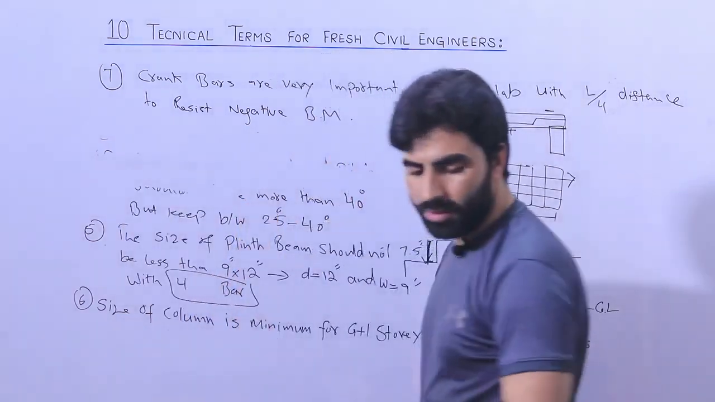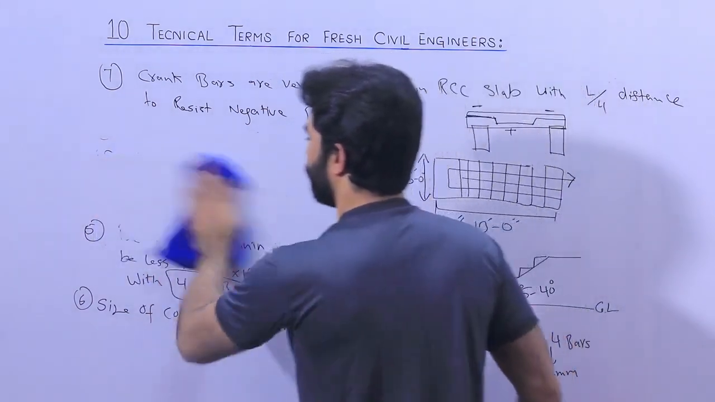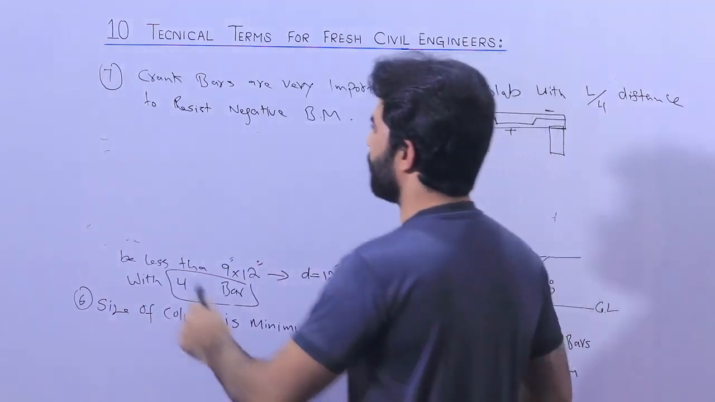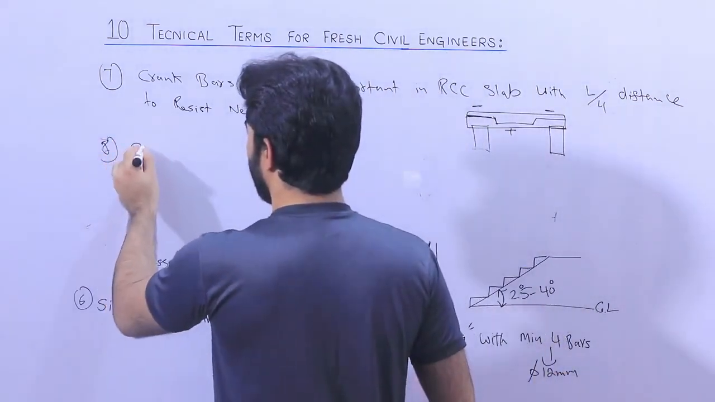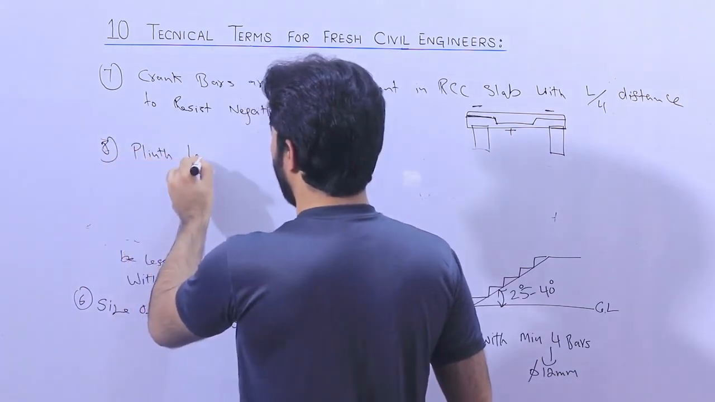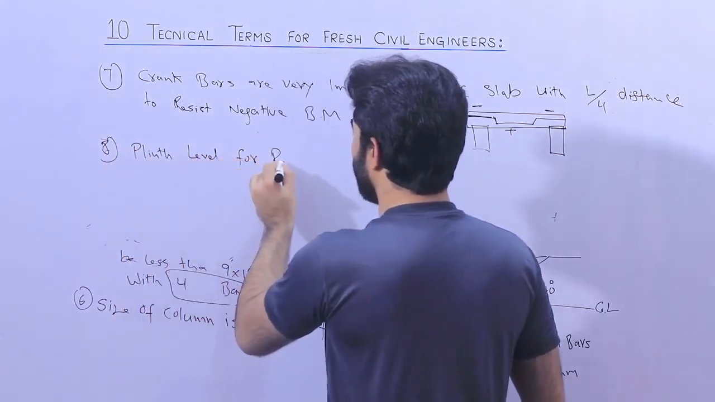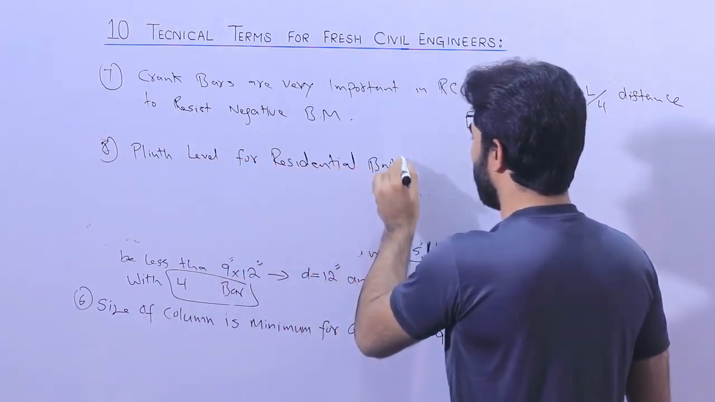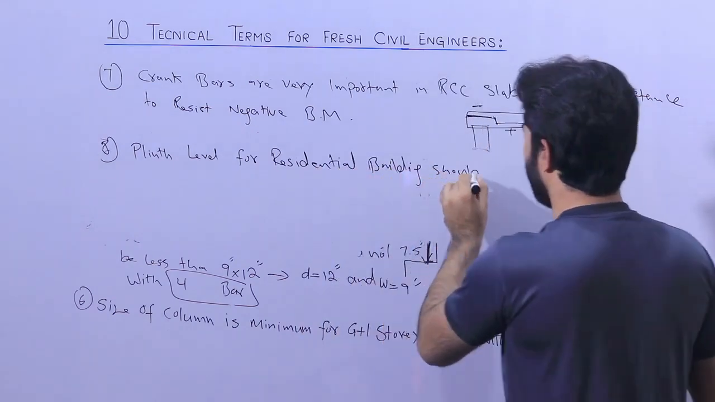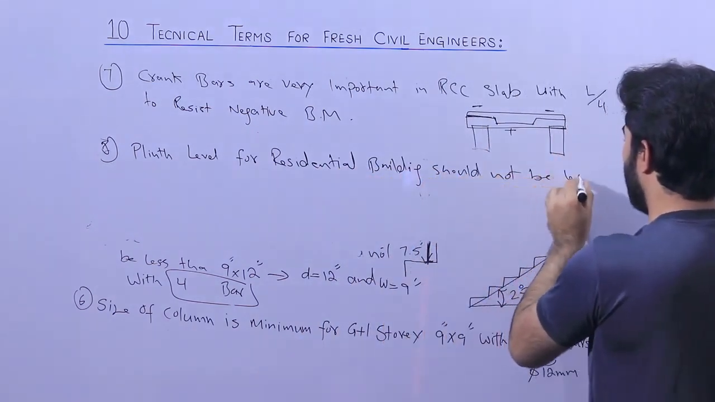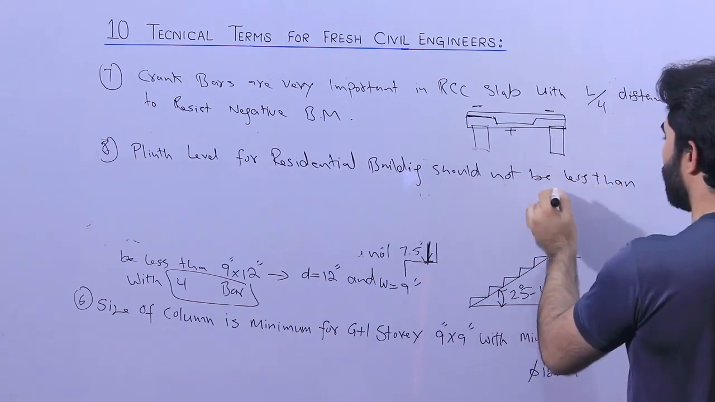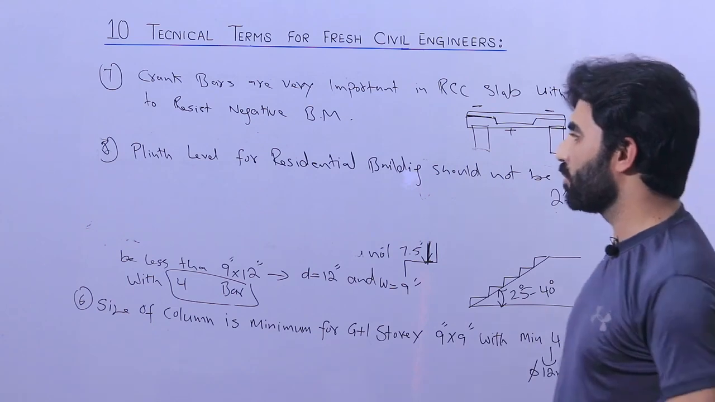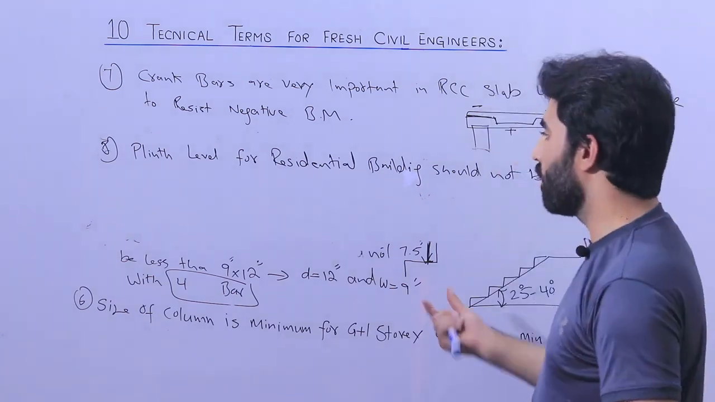Next one, guys, here let me remove this. The 8th is, guys, plinth level for a residential building should not be less than 2 feet and 6 inches. It should not be less than this. Otherwise, it makes more problems during flood level, etc., on the road or from the road level.